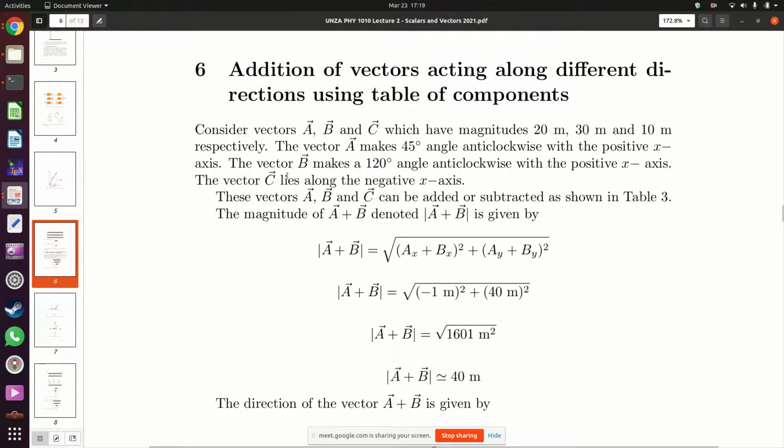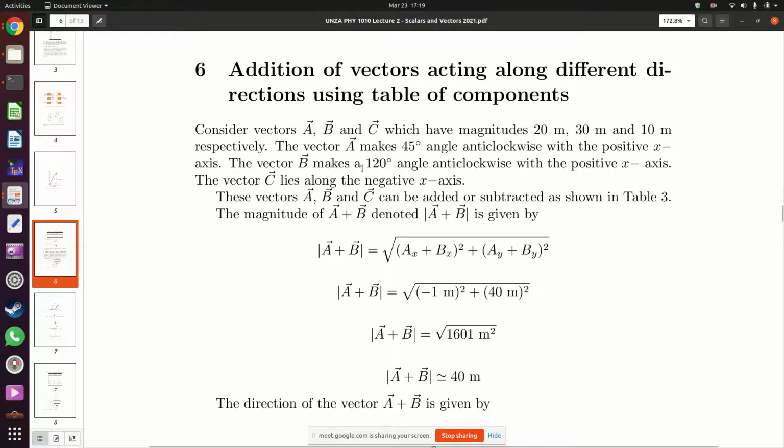So here we have got three vectors. Consider vectors A, B, and C, which have magnitudes 20 meters, 30 meters, and 10 meters respectively. So vector A is 20 meters, vector B is 30 meters in size, vector C is 10 meters in size. The vector A makes a 45 degrees angle anti-clockwise from the positive x-axis. So the angle between the positive x-axis and vector A is 45 degrees.